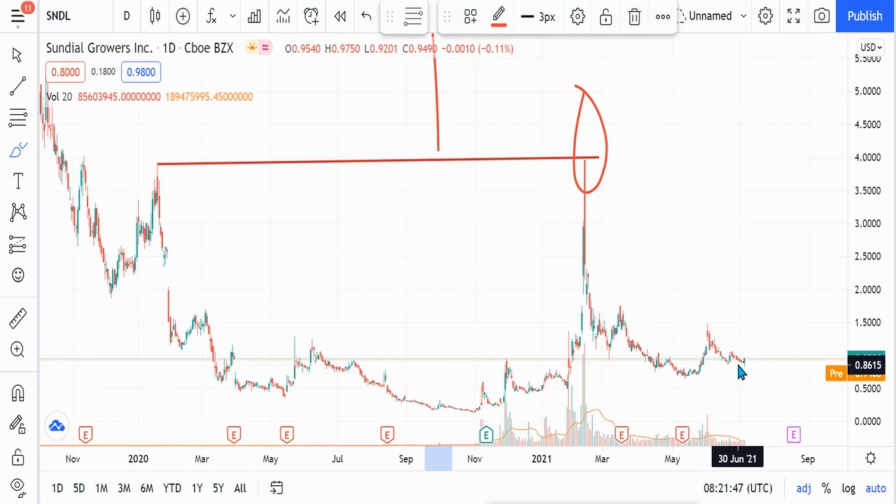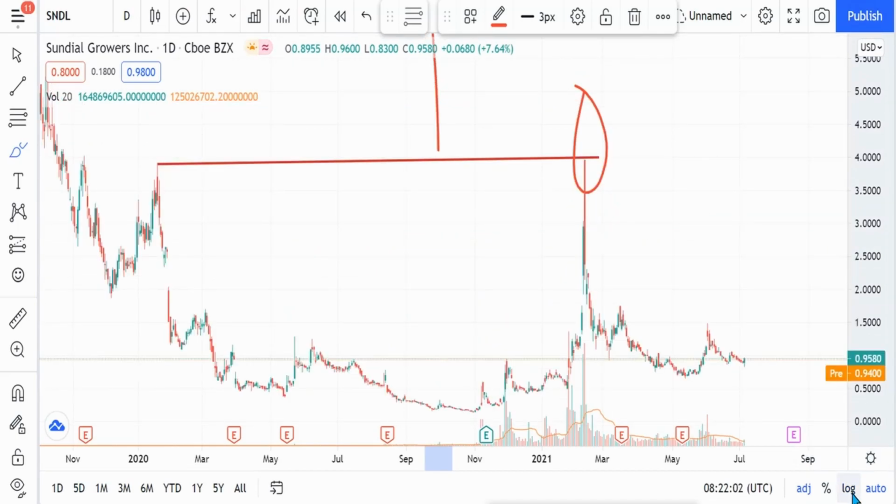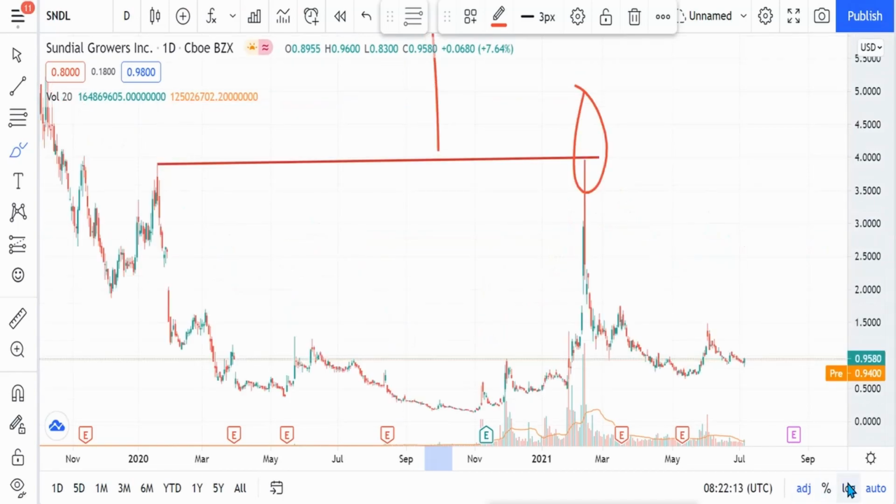I'm right now in the linear chart, but to analyze this it is better to use the log chart. So now I'm moving it to the log chart. See, there is a visual difference. This is the linear chart and this is the log chart. The difference between the linear chart and the log chart is in terms of units. A price increase of $10 to $20 will have the same distance or size as a price increase from $20 to $30.